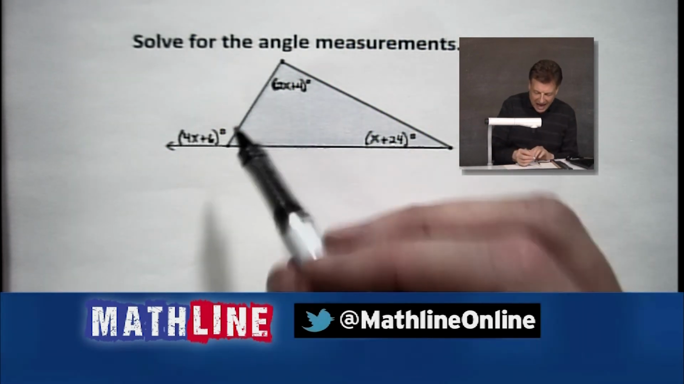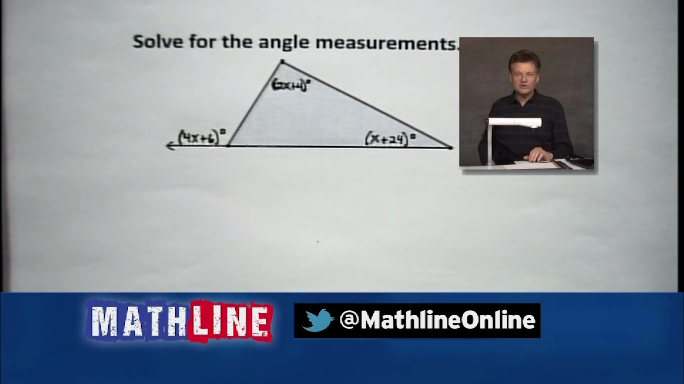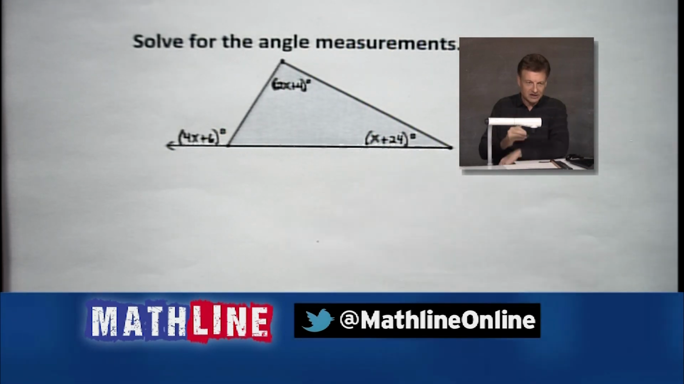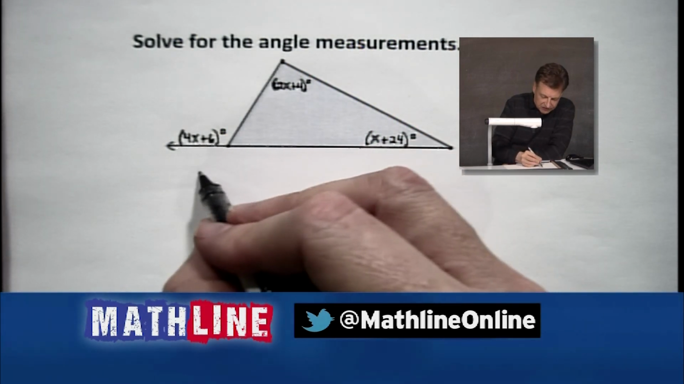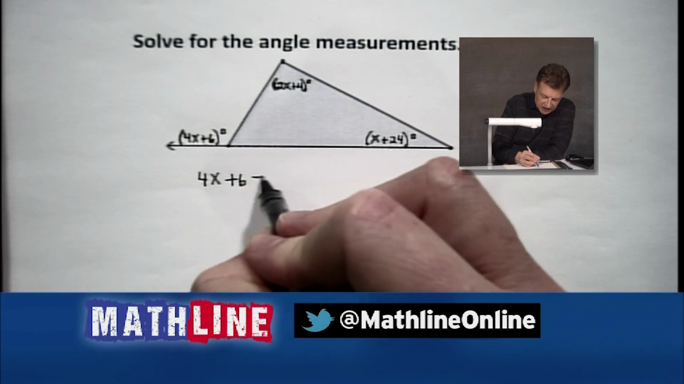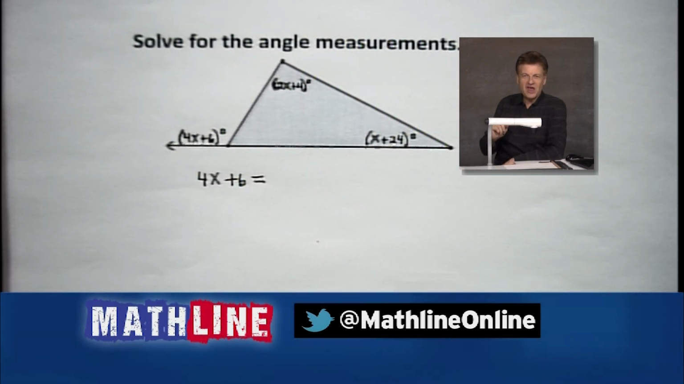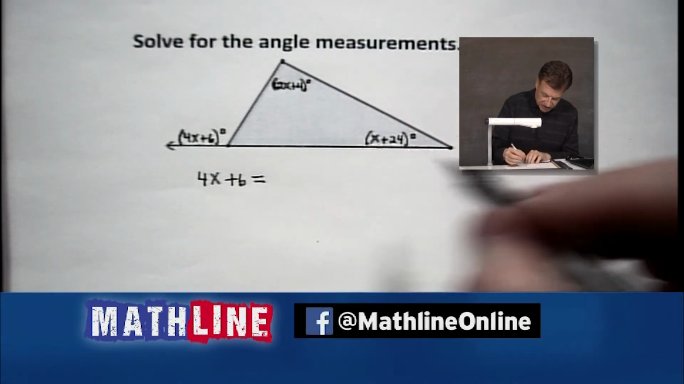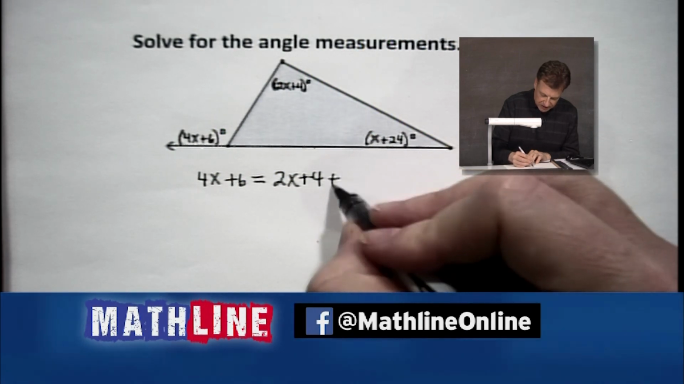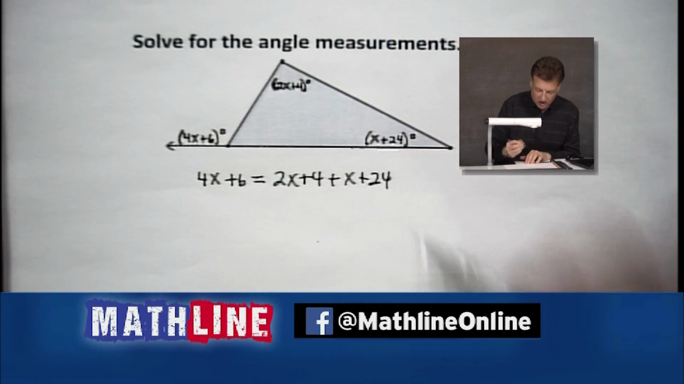So again, I can't add 3 angles and make 180. I want everybody to remember that, all right? Sometimes you've got to look and say, wow, there's got to be a connection here, here, and here. There certainly is. So remember, the connection is that the exterior angle, that's this little guy, 4x plus 6, equals the sum of the 2 remote interior angles. So here we go, 2x plus 4 plus x plus 24.